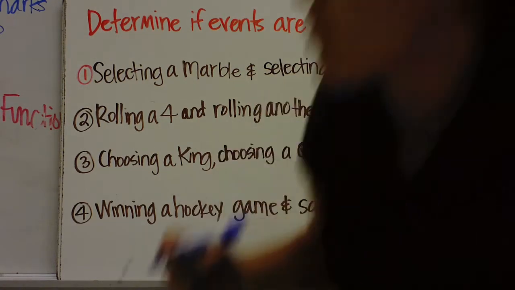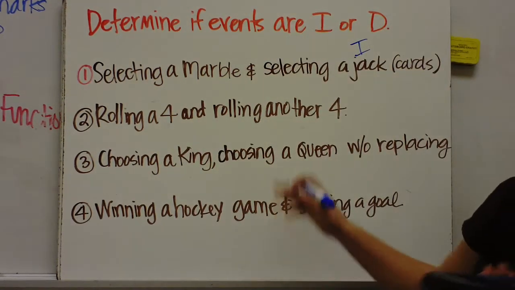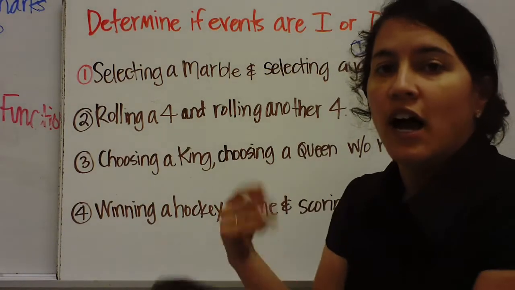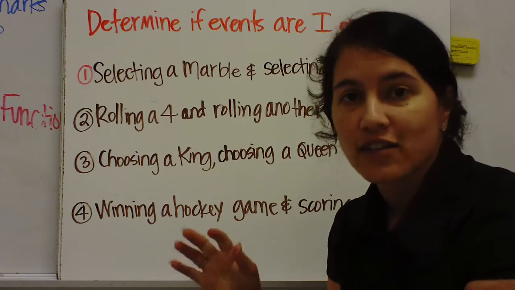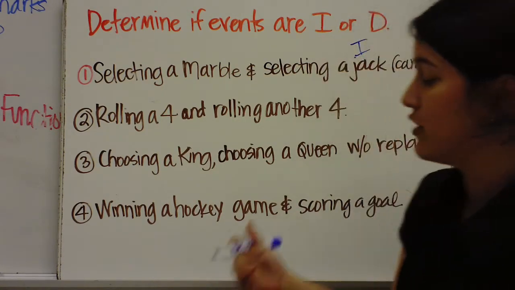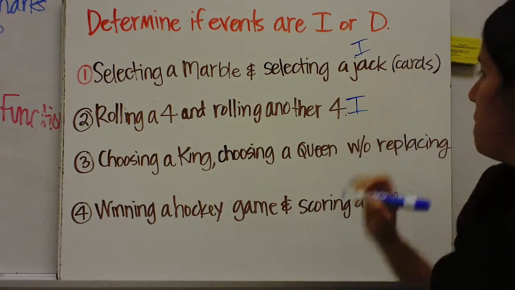Okay, number 2. Rolling a 4 on a die and then rolling another 4. So if you roll a die and you get a 4, that doesn't have any effect on the next roll. They're totally independent of each other, so this would be independent.